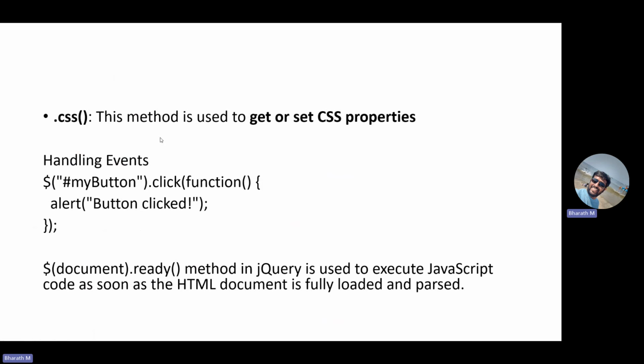Next, the dollar document dot ready method in jQuery. This is the first line you will be seeing in jQuery. This is used to execute the JavaScript code as soon as the HTML document is fully loaded and parsed. When I mention fully loaded and parsed, even if it is still loading CSS, that won't be an issue. Once this HTML document is fully loaded and parsed, this becomes ready and it starts.